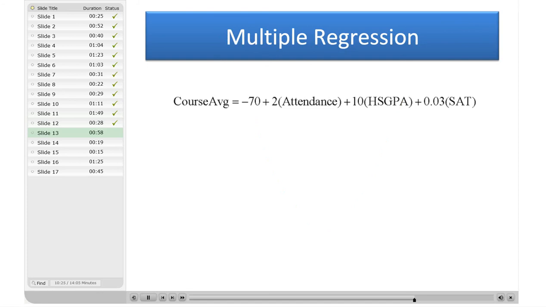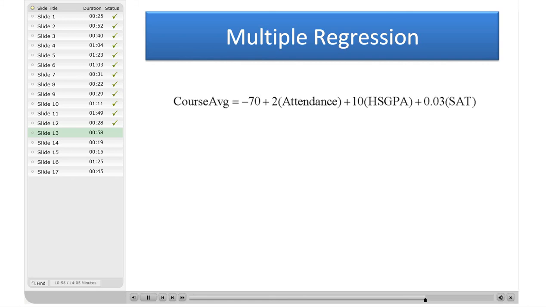Sometimes you don't just want to find the relationship between one input variable and one output variable. Rather, you might have several different input variables that you want to use to predict the value of an output variable. So going back to our example where we're teaching a course and we're trying to find the variables that impact student success in that course, let's say that we've decided to not just look at attendance, but to also look at high school GPA and SAT score and try to use all three of these variables to predict the course average in the course we're teaching.